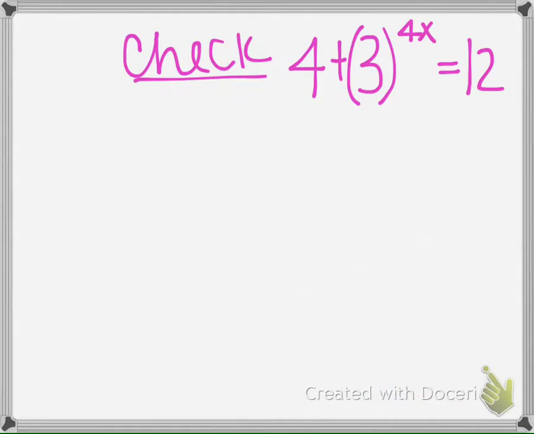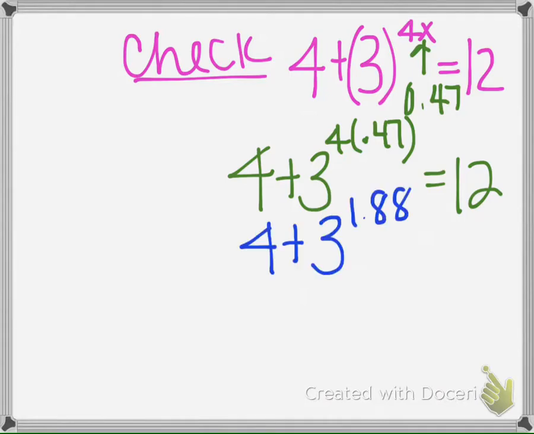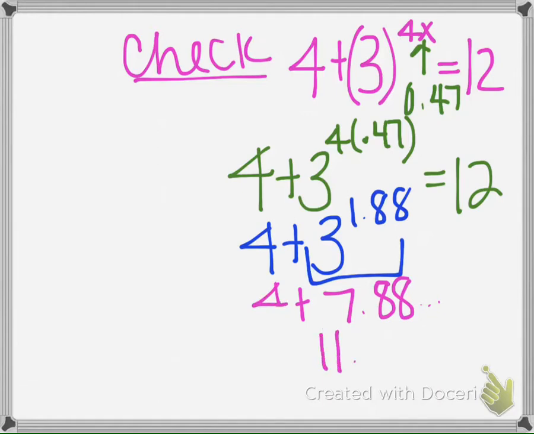So if we wanted to check that, we would need to replace the x with 0.47, and we would do 4 times 0.47. And 4 times 0.47 is 1.88, so we're going to do in our calculator 3 to the 1.88 power, and it will come out to be about 7.88, etc. And then if we add 4 to that, we will get 11.88, which is about 12.